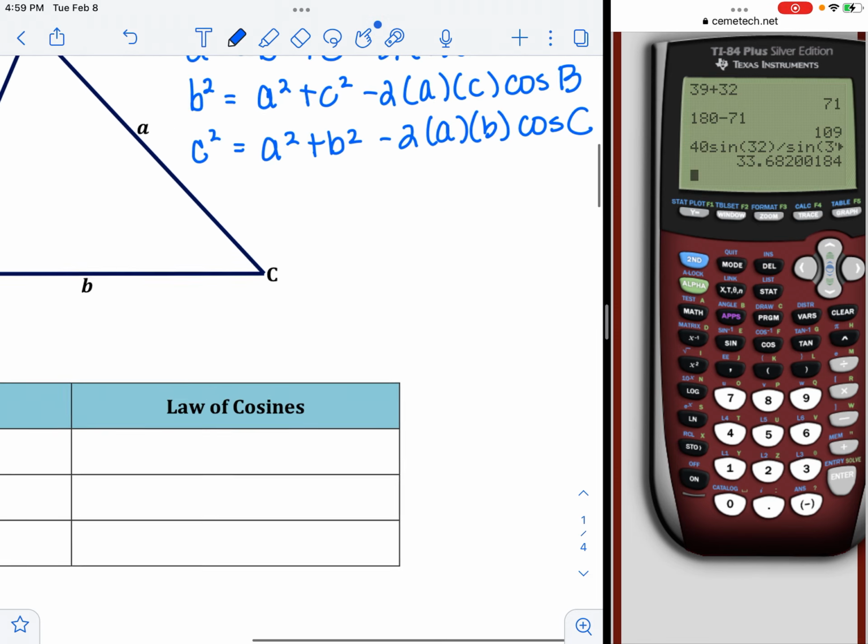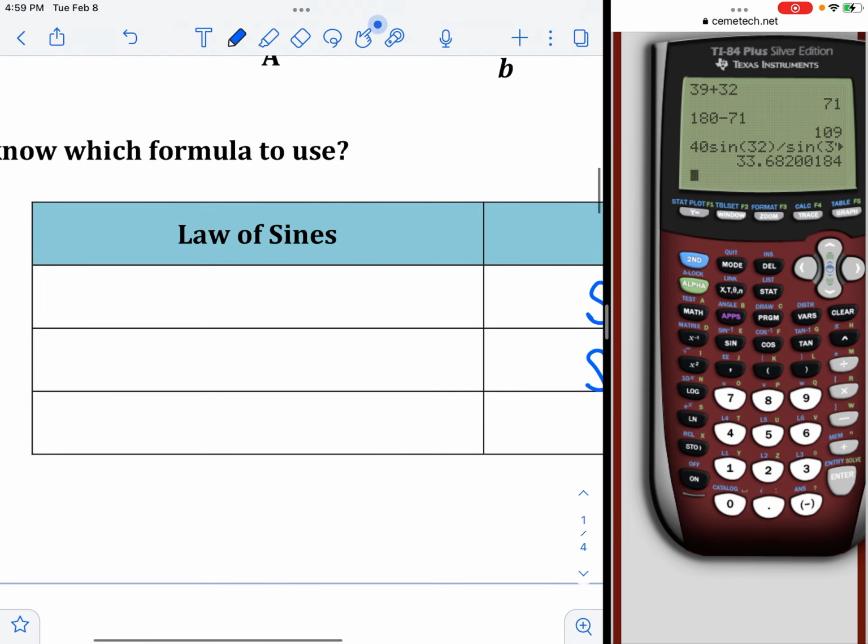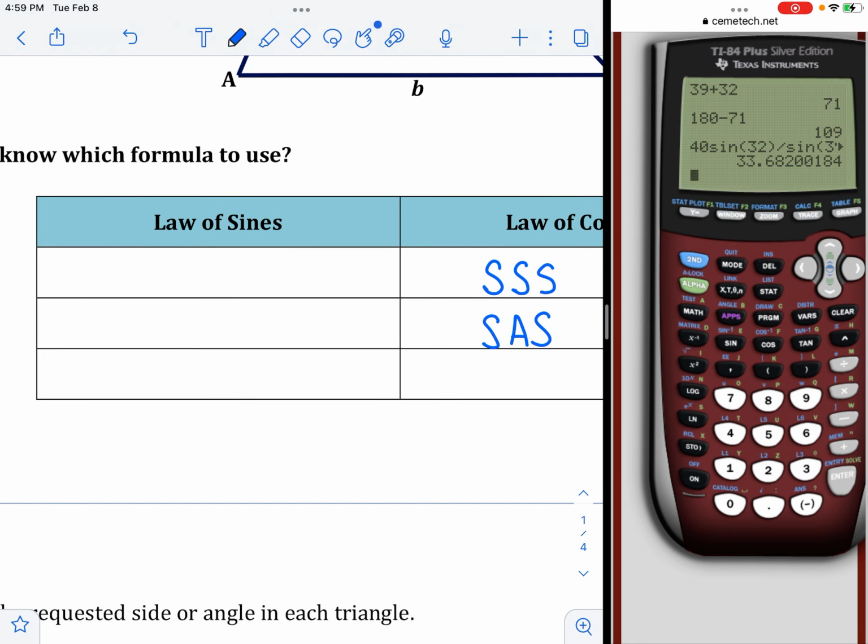Now I'll repeat this again. We use the law of cosines if you're given 3 sides, SSS, or 2 sides with an angle in between. Everything else we use the law of sines for. So what's left? Angle, angle, angle, side, and then side, angle.